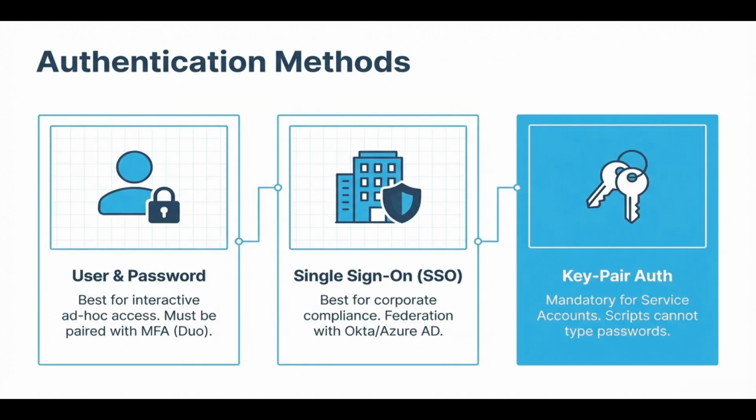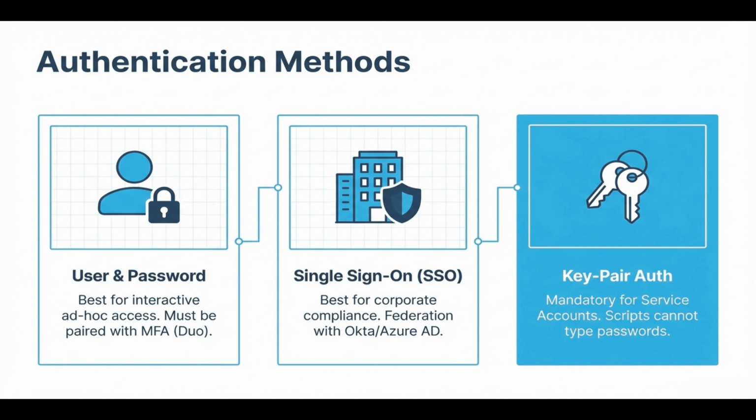Now let's understand the authentication methods supported by Snowflake. First is user ID and password. This is mainly used for interactive ad hoc access, such as logging in through Snowsight. For security, it must be paired with multi-factor authentication, commonly using Duo. Next is single sign-on, or SSO. This is the preferred choice for enterprise environments where Snowflake is integrated with an identity provider like Okta or Azure Active Directory. SSO helps meet corporate security and compliance requirements.